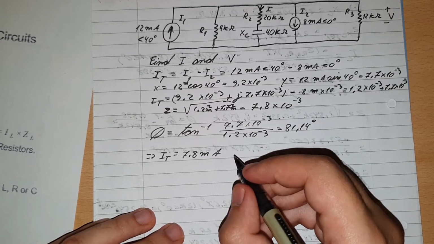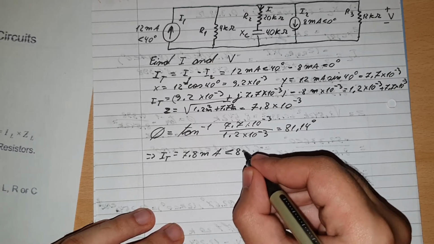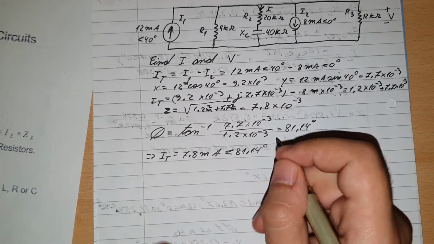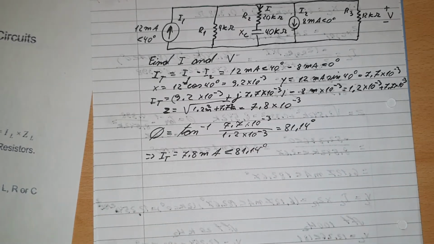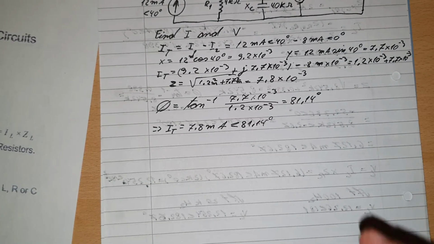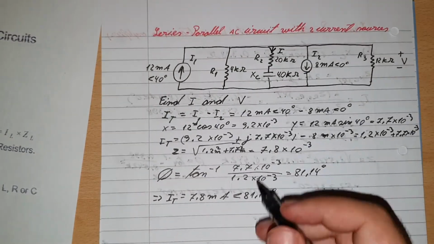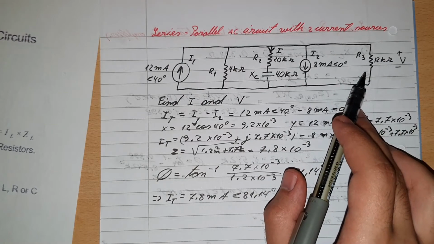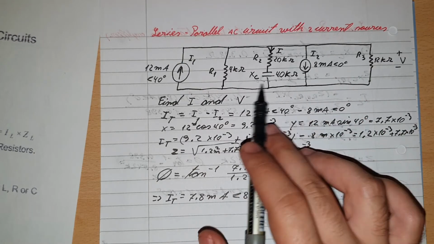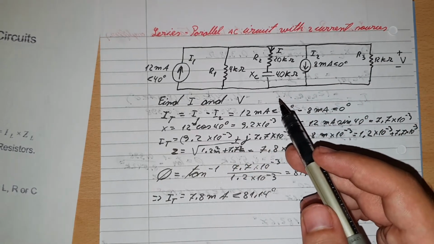Maybe it's a bit clearer if I write bigger with more space between them. 81.14 degrees. It's not like I don't have enough pages. Okay, so then we got the total current. Now let's calculate the resistances, the Z values. And this is actually very interesting.